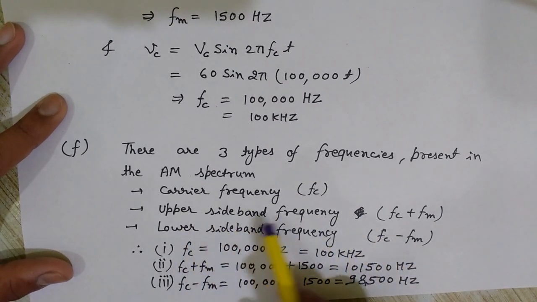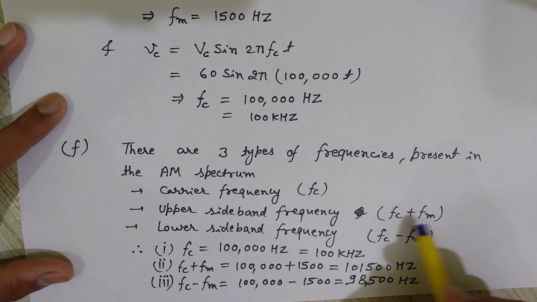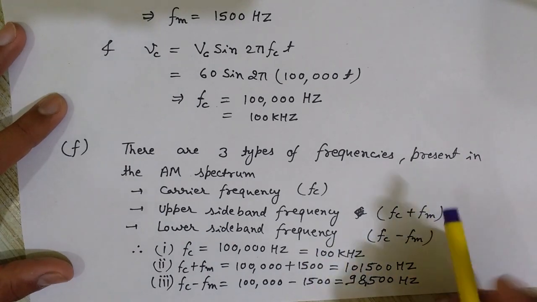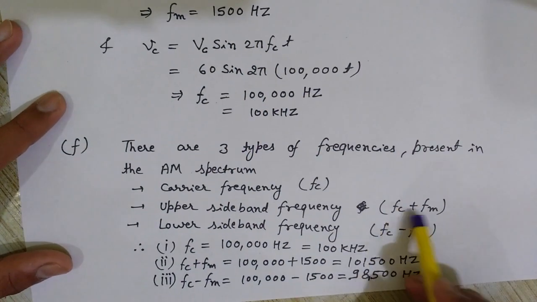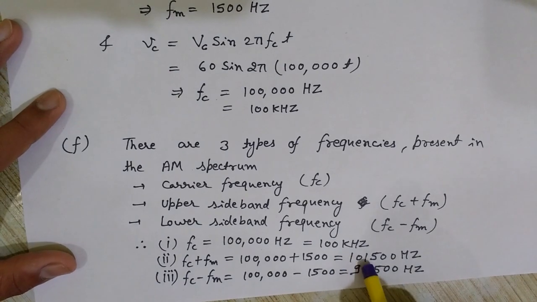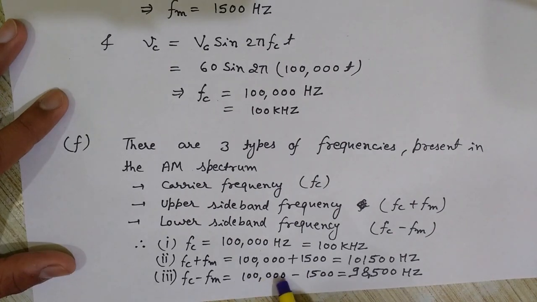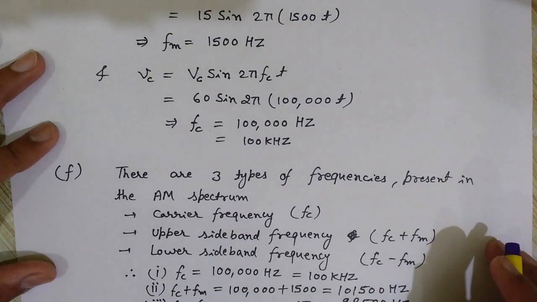And the second is the upper sideband frequency. Upper sideband frequency is the frequency of the carrier plus the maximum frequency present in the modulating signal. So FC plus FM, we already know this FM, we have calculated it, and also know the FC. So FC plus FM is 101500 hertz, and FC minus FM means 100k minus 1500, so it is 98,500 hertz. So all these frequencies, FC, FC plus FM, and FC minus FM, three components of frequencies are present in the amplitude modulated signal.